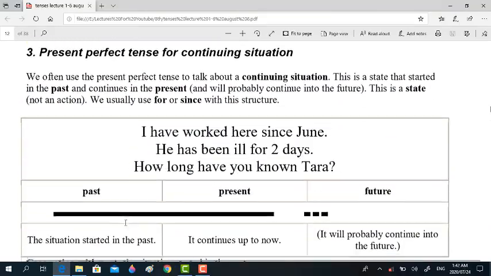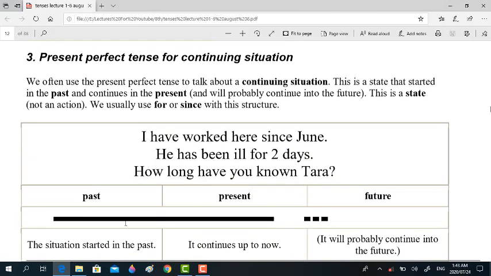Okay, now look at its third use, that is present perfect tense for continuing situation. We often use the present perfect tense to talk about a continuing situation. For example, I have not visited my aunt since March. Okay, it means since March you have never visited your aunt. The action of not visiting your aunt continues from March. That is what we call a continuing situation, right.